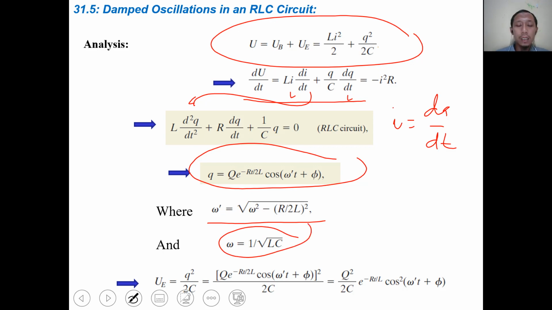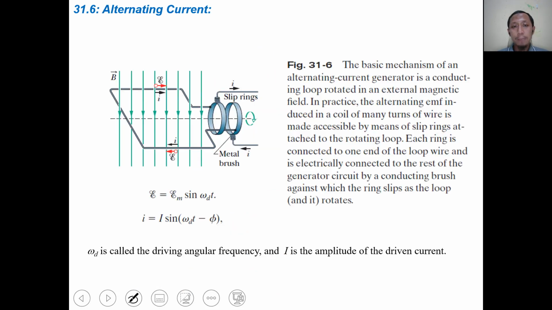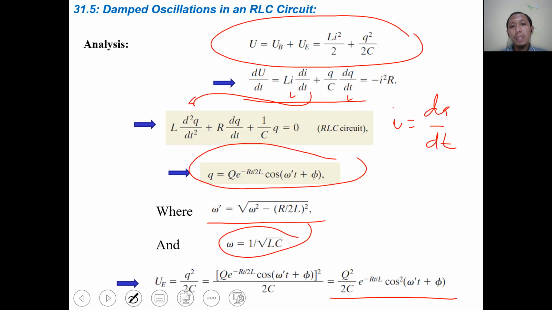And then we can say before that U is this one, Q² over 2C e^(-Rt/L) cos²(ω't + φ). So this resistor will convert or absorb the energy from the inductor and capacitor, so the current or charge will decay.